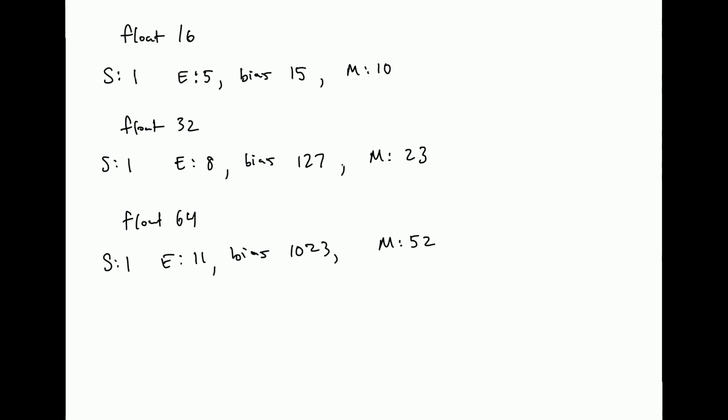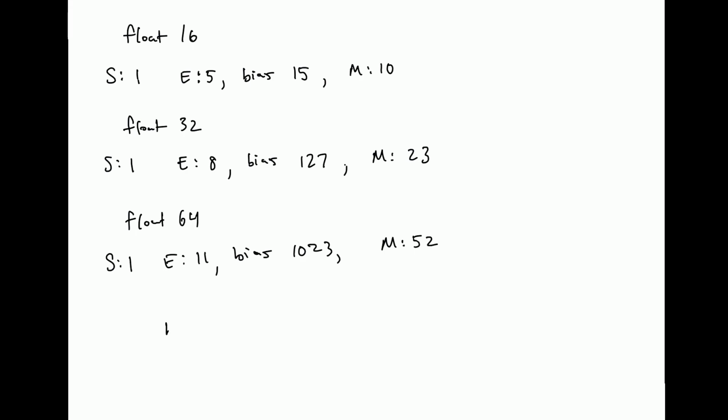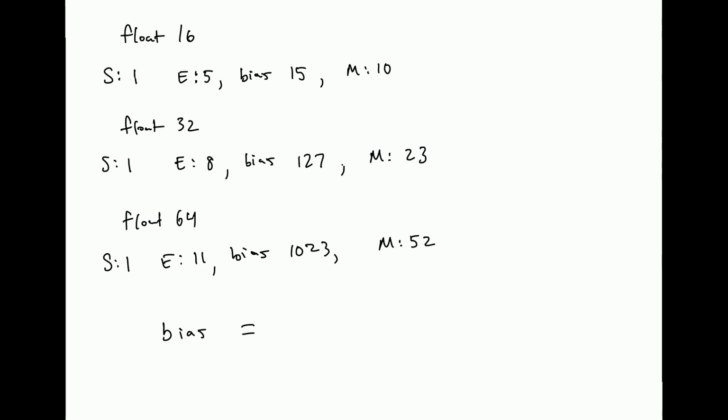And the formula, by the way, for the bias is 2 to the number of exponent bits minus 1, minus 1. For example, for the 16-bit float, the bias was 15, so that would be 2 to the 5 minus 1, minus 1, which is 2 to the 4th minus 1, which is 16 minus 1, which is 15. And it works for the other ones too. So this is the general formula for how you get the bias.